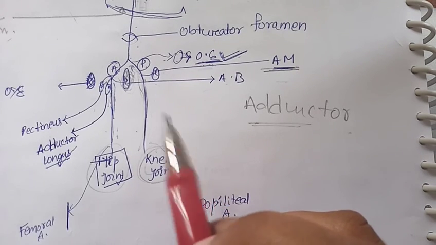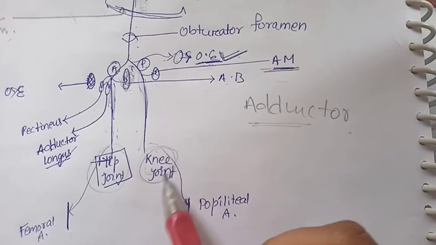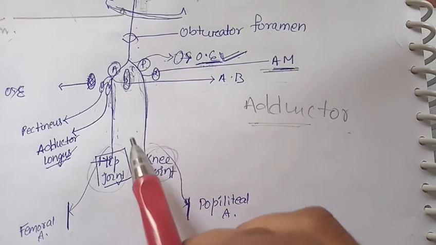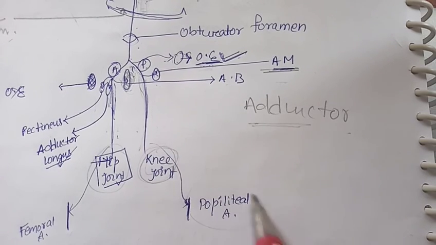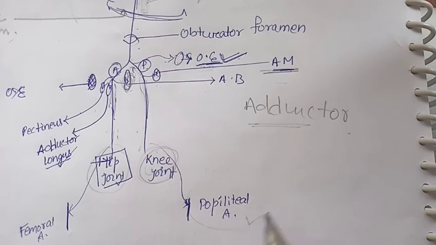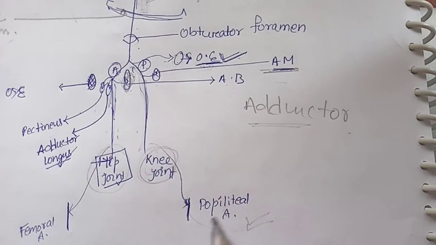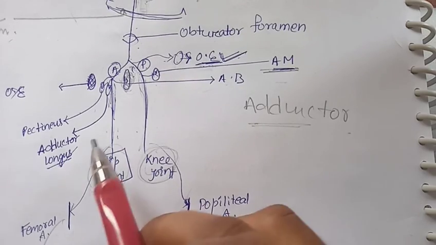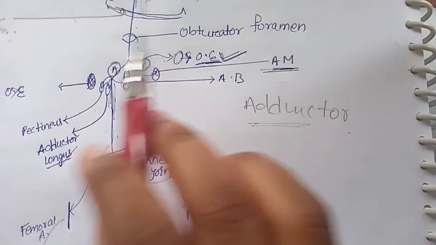The posterior division supplies the knee joint, and then the vascular supply. Vascular means the arteries. The posterior division supplies the popliteal artery, and the femoral artery is supplied by the anterior division. So now we conclude.